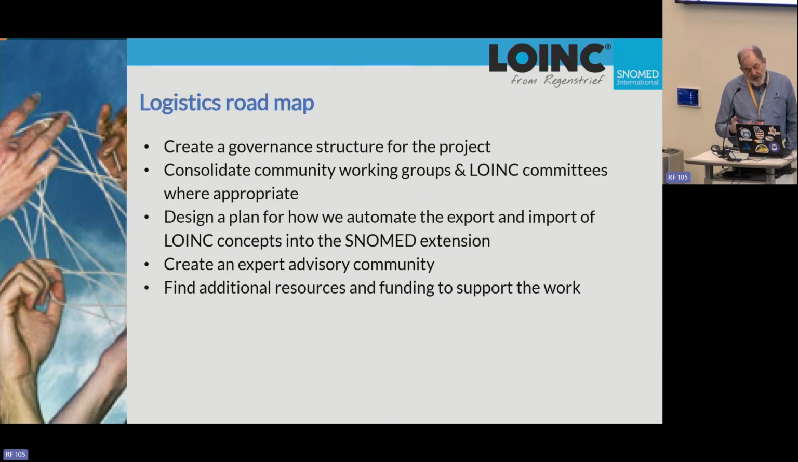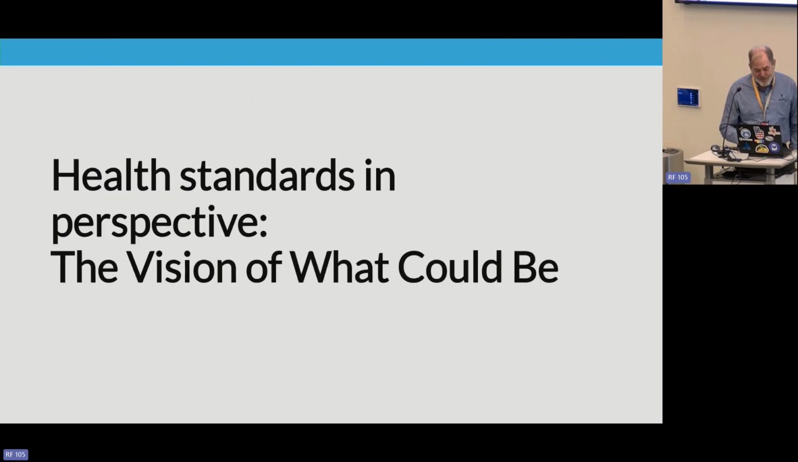On the logistics side, we need to create some more formal governance around that, create an advisory group, create a way so that people from both groups, from LOINC and SNOMED, that have interest in observables can talk together and do that together, rather than each organization just doing its siloed work. And then always one of the big things is finding money to support this good work. So that's another part of the logistics that we have to work on.